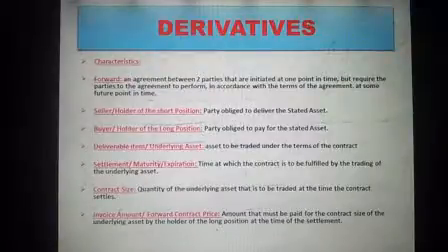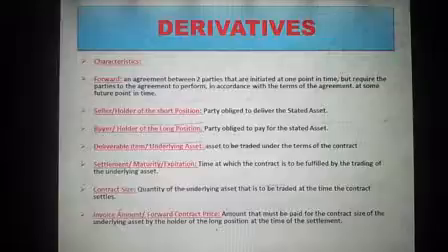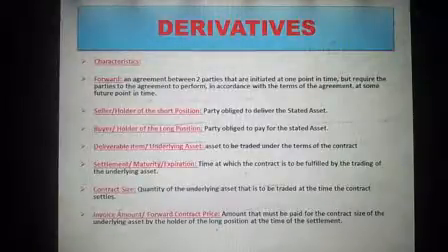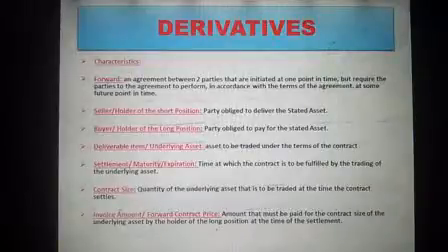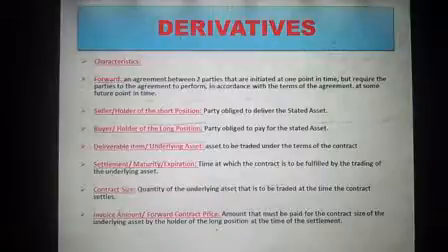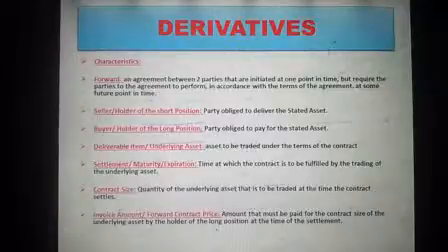Then we have contract size. This is also important. It is the quantity of the underlying asset that is to be traded at the time the contract settles. Very important key point. Then we have invoice amount, or you call it forward contract price. It is the amount that must be paid for the contract size of the underlying asset by the holder of the long position at the time of the settlement. You can make a note of it.